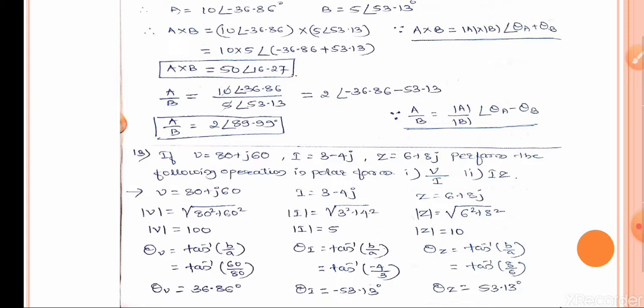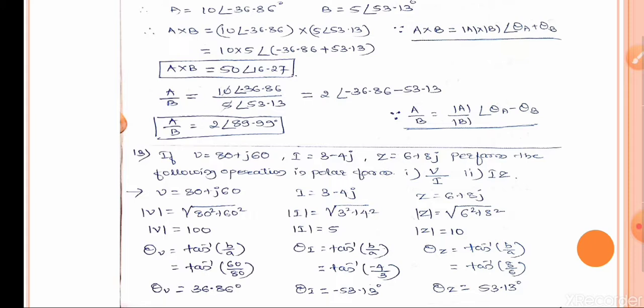Next, if v equal to 80 plus j60, I equal to 3 minus 4j, z equal to 6 plus 8j, perform the following operation in polar form. First is v by I, second is I into z.